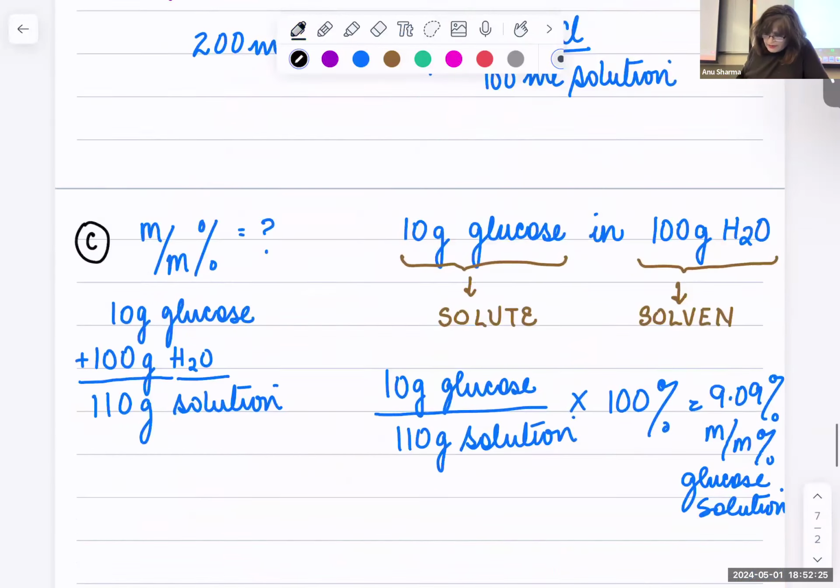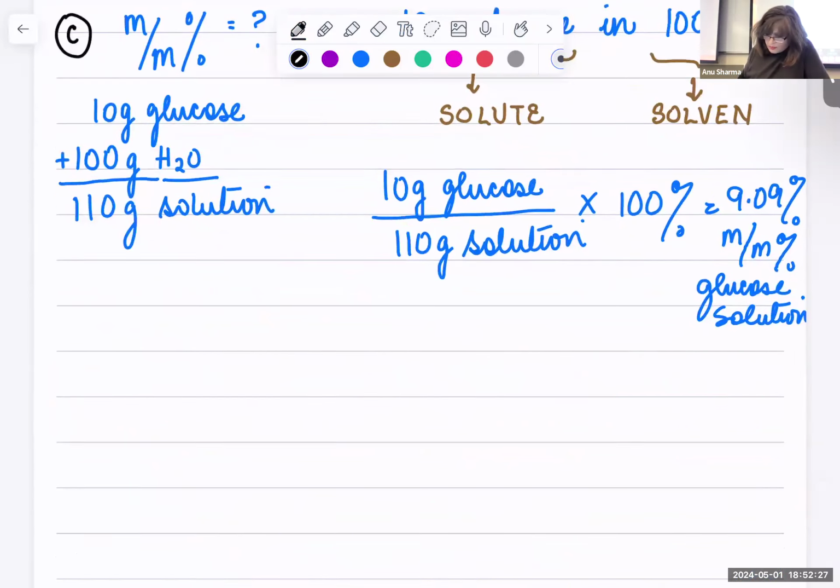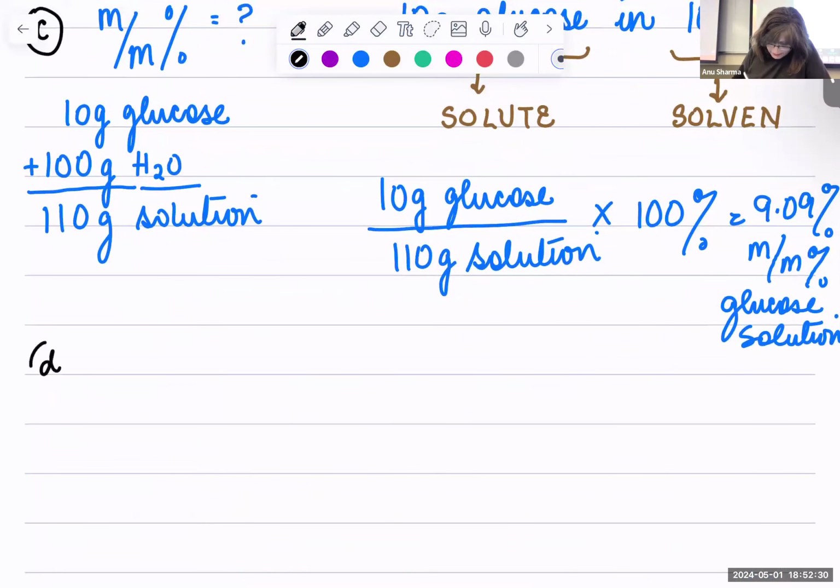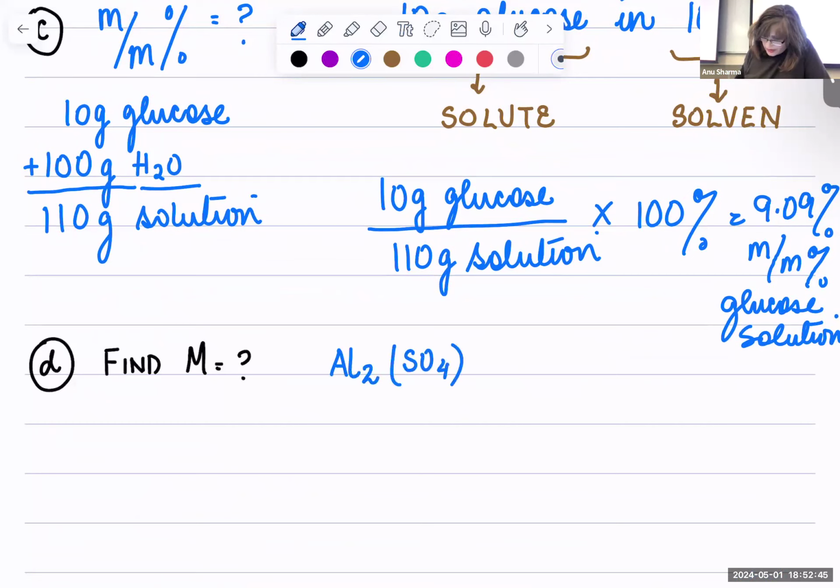Another type of question that can be asked, so just go ahead, go home and do more of these. But another type of question is find the molarity. So you are given, let's say, Al2(SO4)3, okay? And you are given 5 grams, and you are making a volume of 750 milliliters, right? So what is the molarity?